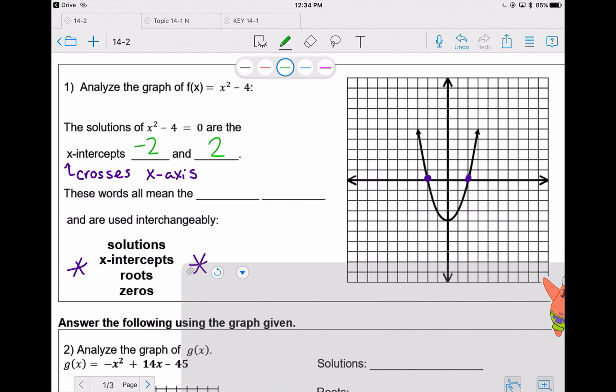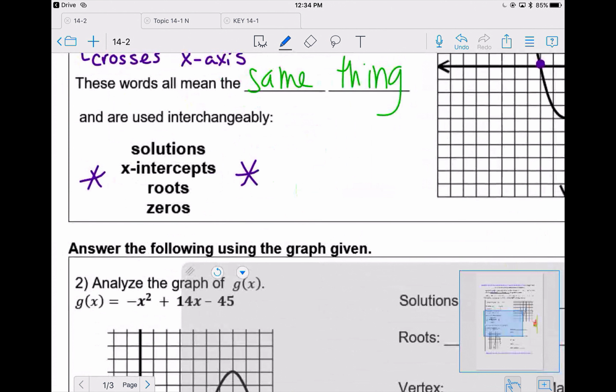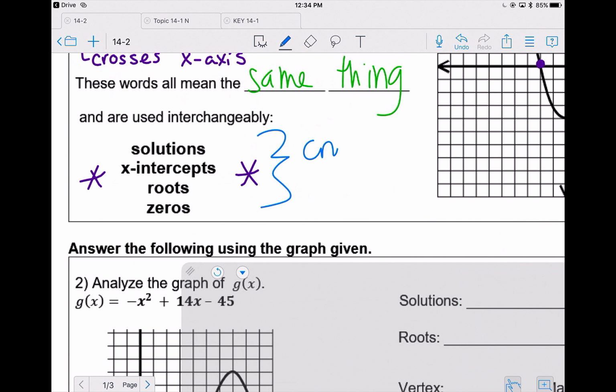The following words all mean the same thing and are used interchangeably: solutions, x-intercepts, roots, and zeros. All of those words mean find where it crosses the x-axis.